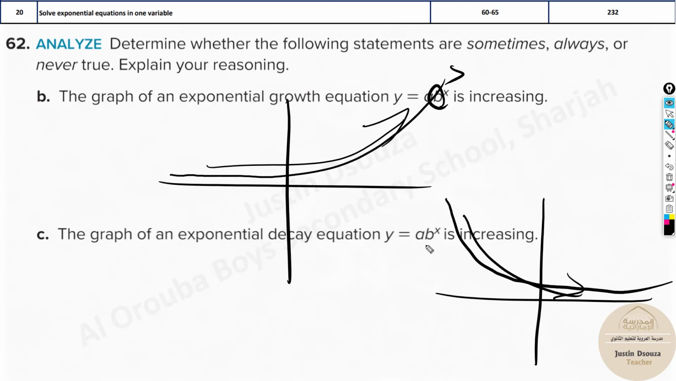When this b value is less than 1, the graph is downwards. You can check it in Desmos. You can put y is equal to, say, 2 to the power x. And then that is a growth function, okay? Whereas if you put y is equal to 0.5 to the power x, this is decay, it will come like this. So this is always true.